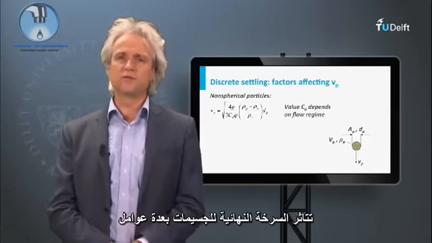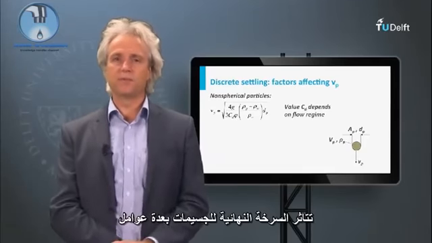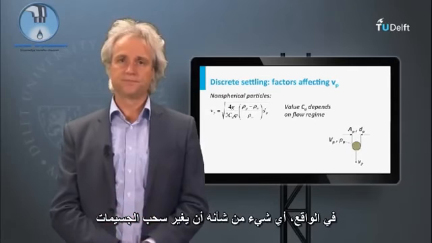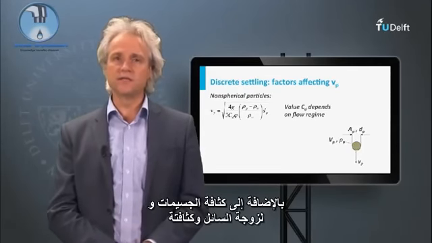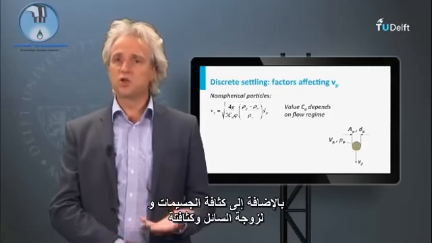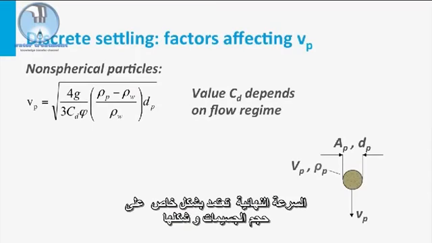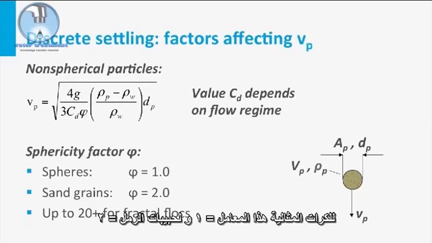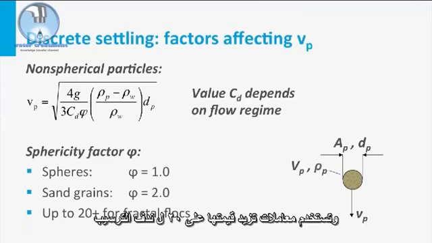The terminal velocity of the particle is affected by many parameters. In fact, anything that will alter the particle's drag. In addition to the particle density and the liquid viscosity and density, the terminal velocity is most notably dependent upon the particle's size and shape, symbolized by the so-called sphericity factor. For ideal spheres, this factor is 1, and for sand particles, the factor is 2. Factors exceeding 20 are used for fractal flocs.